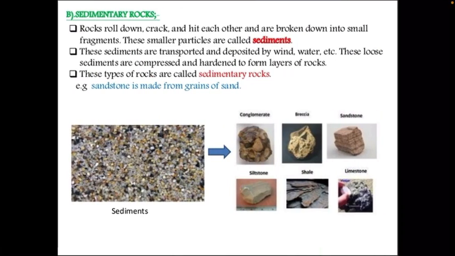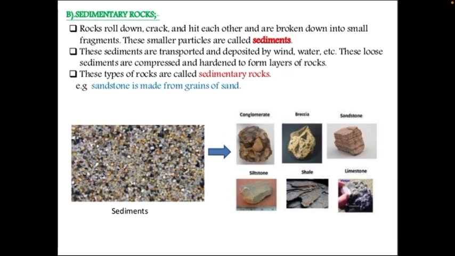Secondly are the sedimentary rocks. When the rocks roll down, crack and hit each other and are further broken down into smaller fragments, these are the smaller particles called sediments. Now, when these sediments are transported and deposited by wind, water, and any other source, these loose sediments are compressed. When they are pressurized, they are hardened. And this layer of rocks is called the sedimentary rock.